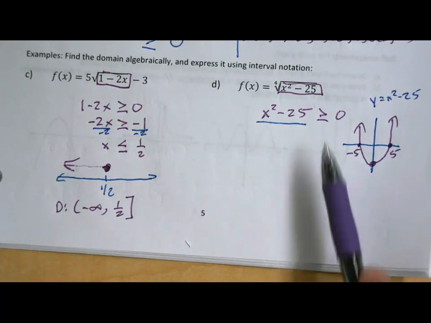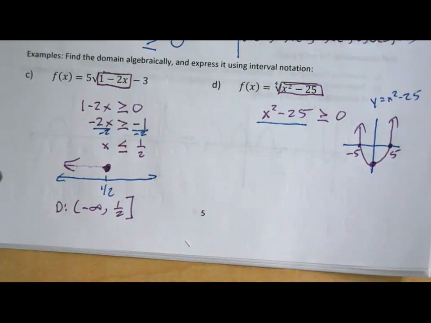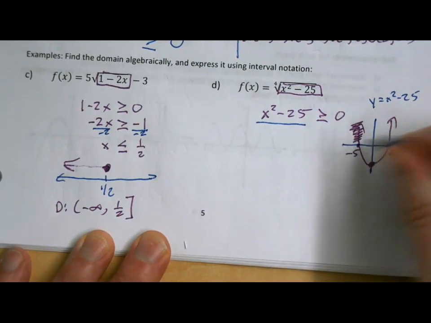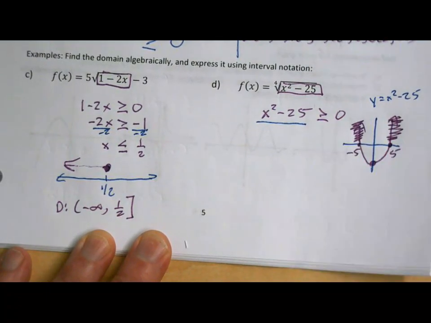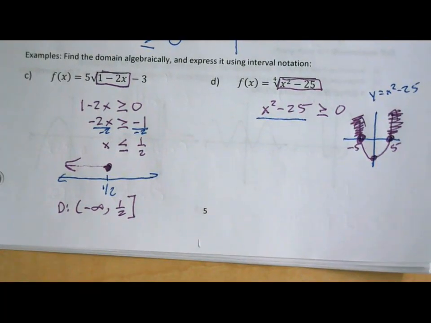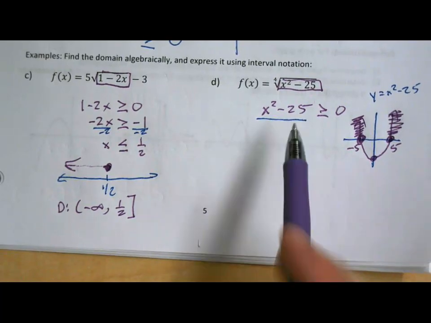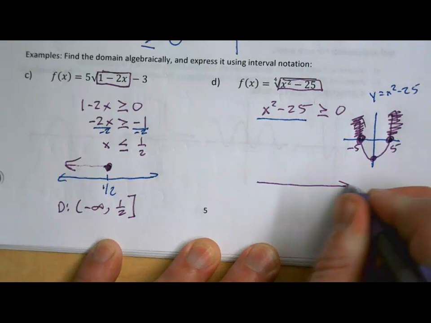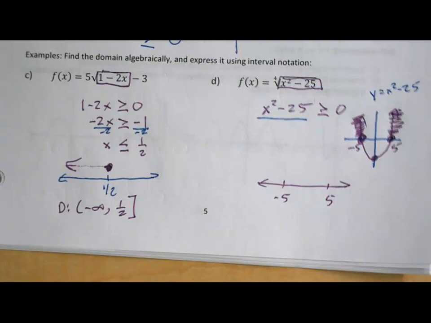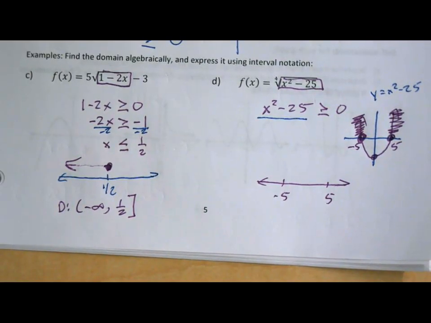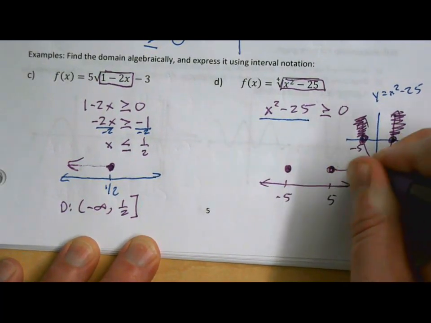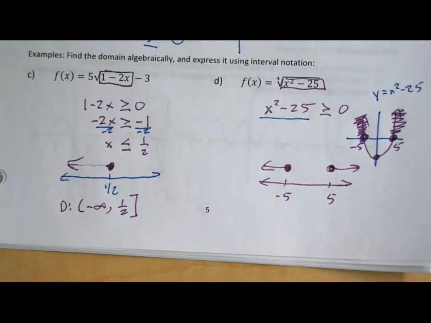So if I'm looking for where this is greater than or equal to 0, where is it greater than or equal to 0? I'd say it's greater than or equal to 0 right there and over here, and it's equal to 0 right here and right here. I would say the solution to this would be, well, I got -5 and 5, so I'm drawing my number line. I would say we are including -5 and we're including 5, and we've got all of these values and all of these values.